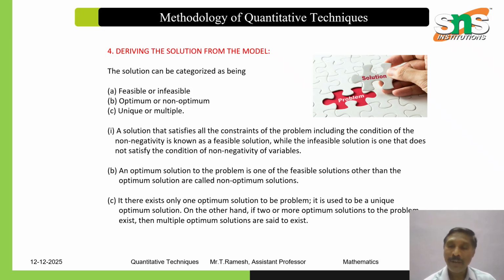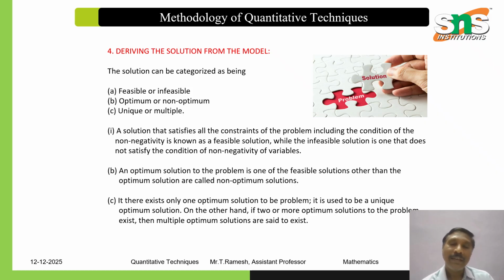Suppose we get an equation x plus y is equal to 5. If x is equal to 2 and y is equal to 3, both are positive and it satisfies the right hand side value, so it is called a feasible solution. Suppose x is 1 and y is minus 3, which is negative and does not satisfy the right side either; it is an infeasible solution. Optimum: the optimum solution to the problem is one of the feasible solutions. Solutions other than the optimum are called non-optimum solutions. When we apply the feasible solutions to the objective, the one that gives the best value is called the optimum solution. If there exists only one optimum solution to the problem, it is called a unique optimum solution.